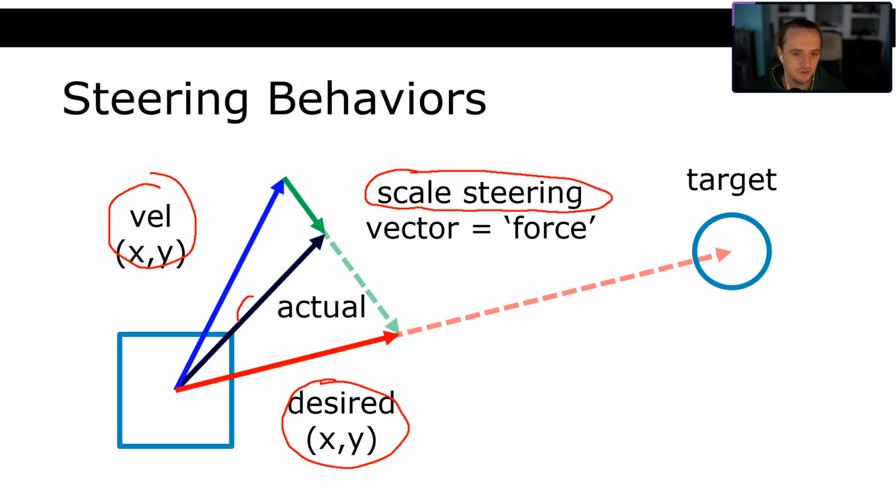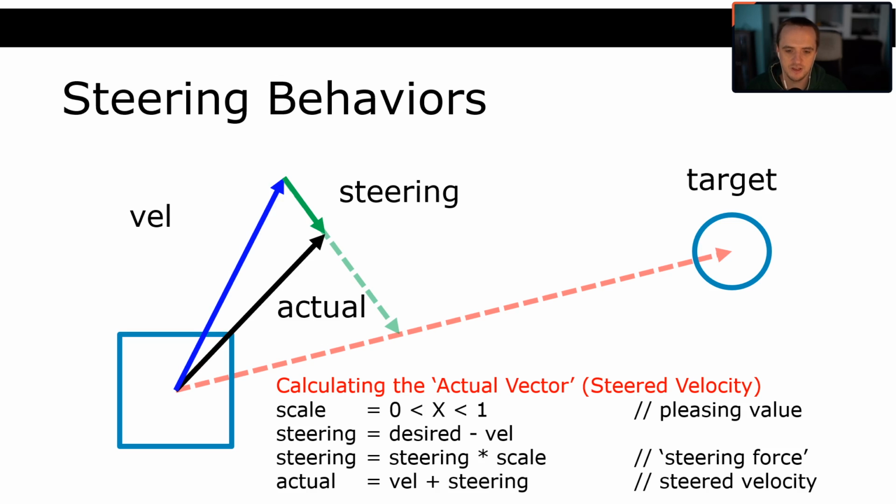So on our next frame, we're going to actually change our current velocity to the actual velocity that we want to have. So here's the math for that. Really easy. Here's how we calculate the actual vector up here. I say actual vector because it's the one labeled actual, the black one. And this is called the steered velocity. So we have our current velocity, we steer it, and now we have our steered velocity that I'm calling actual.